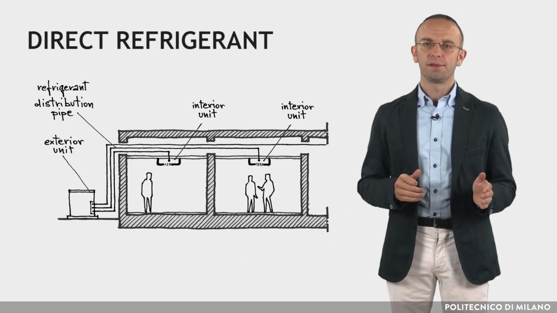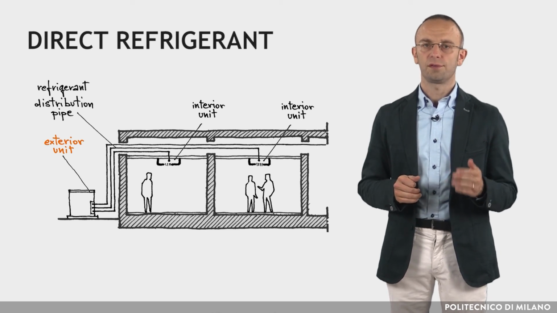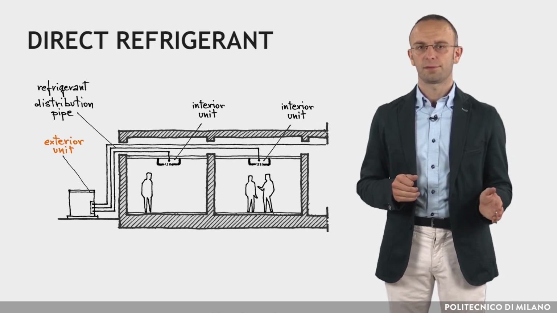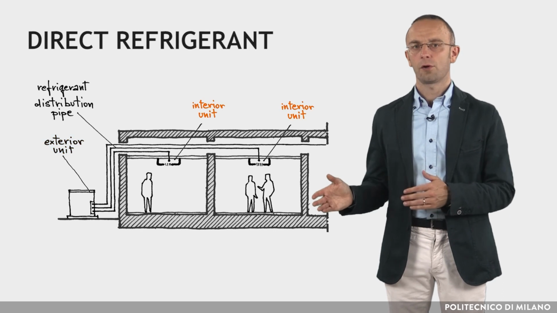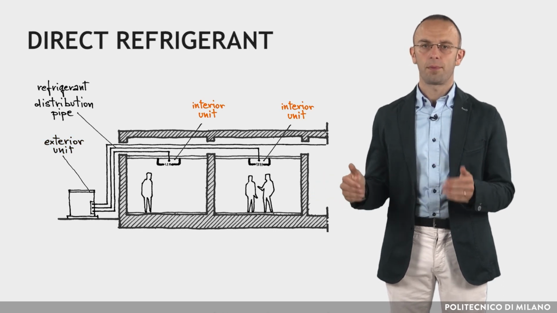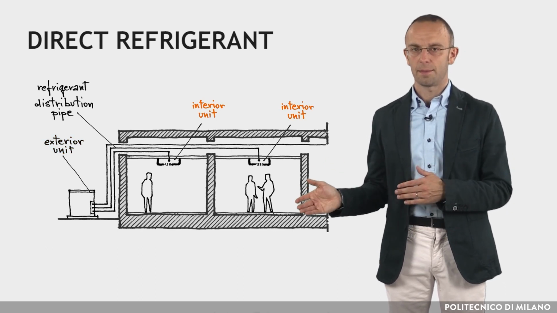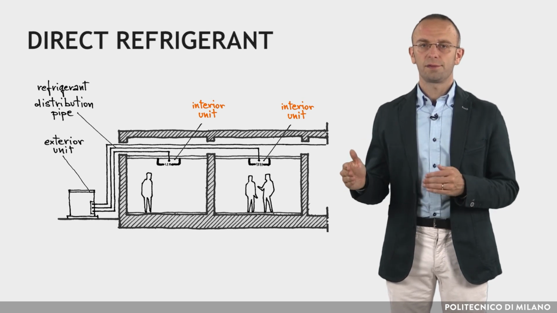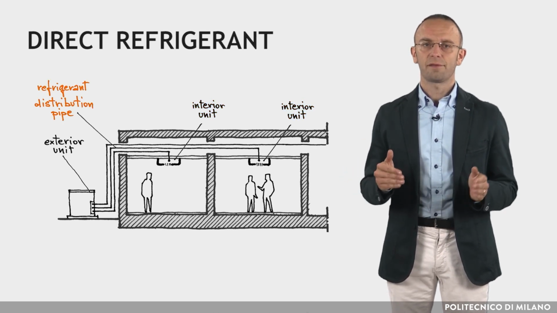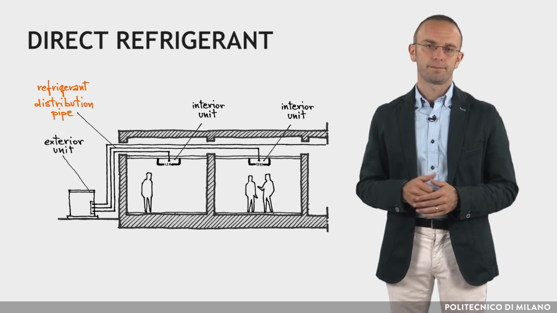A multi-split system is generally composed of an exterior unit consisting of compressor and condenser elements and an interior unit consisting of evaporator and expansion valve elements. The two parts of the system are connected by a refrigerant distribution pipe.